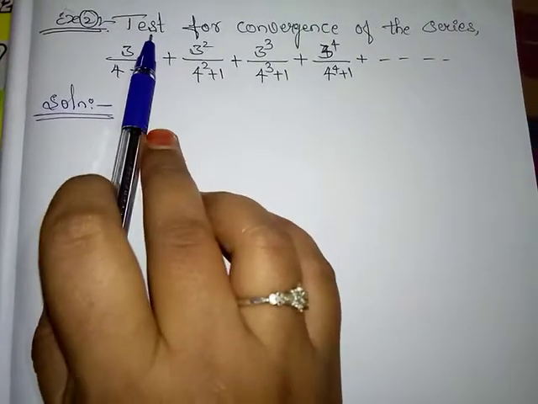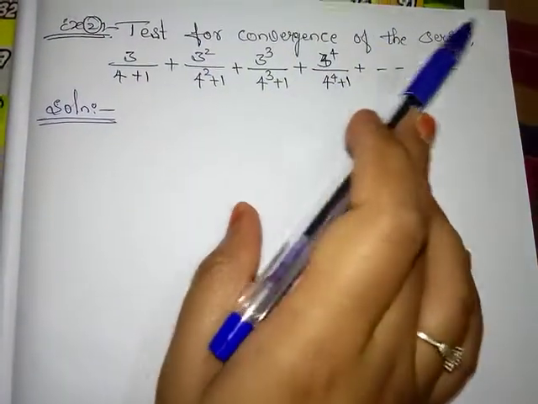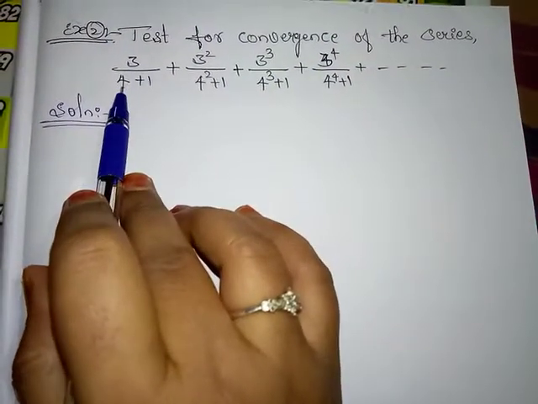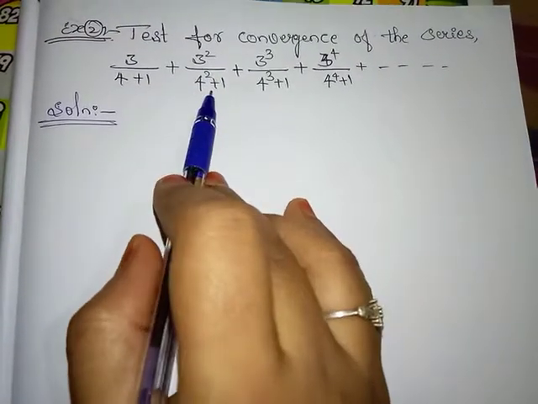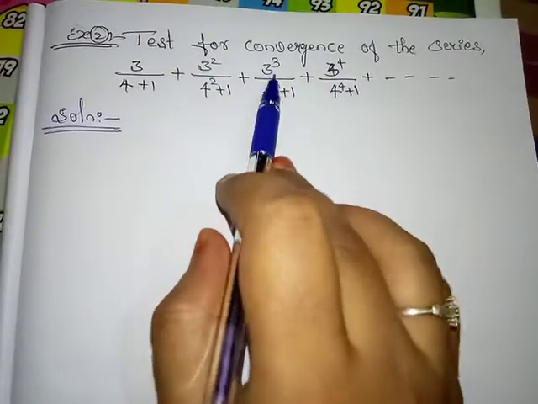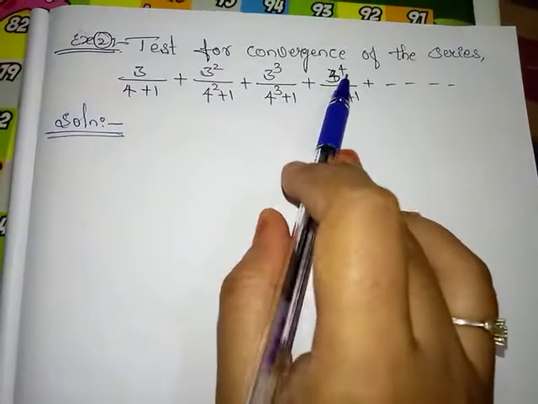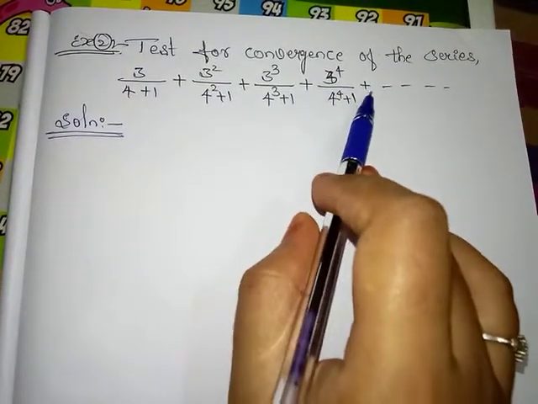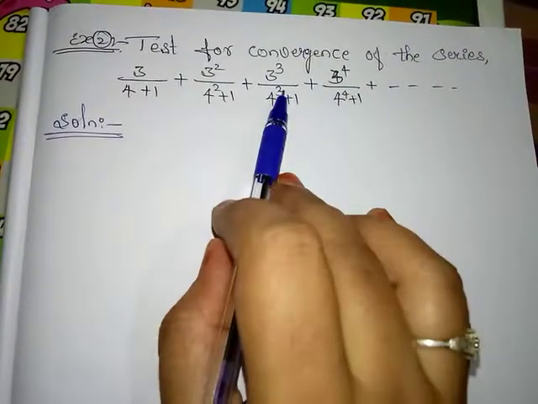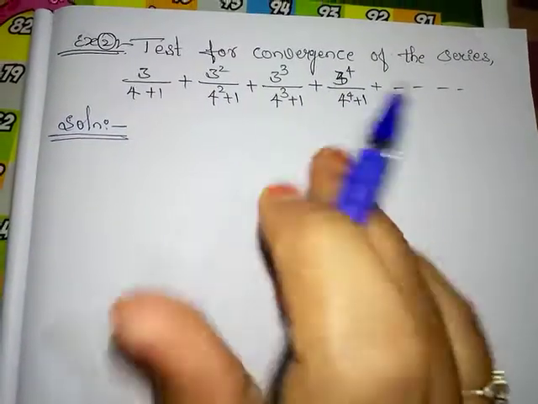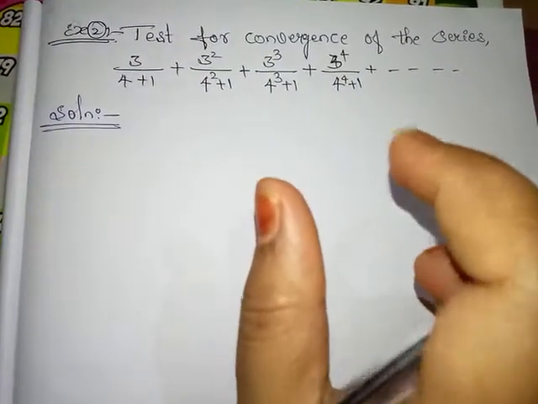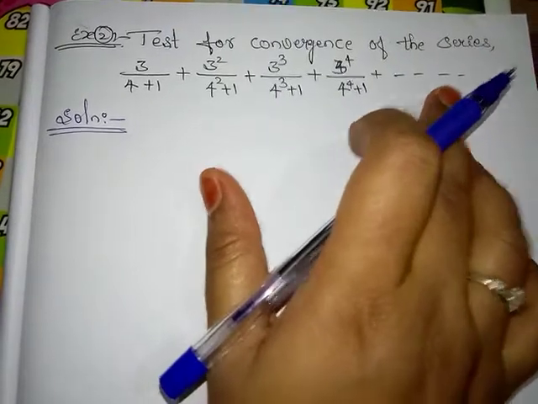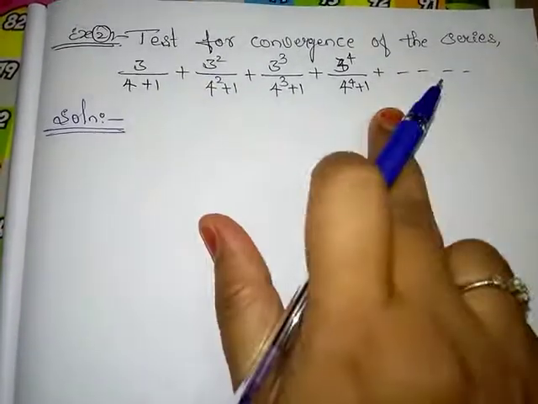Second example. Test for convergence of the series 3 divided by 4 plus 1, plus 3 square divided by 4 square plus 1, 3 cube divided by 4 cube plus 1, 3 raised to 4 divided by 4 raised to 4 plus 1, plus and so on. This is similar to the previous one. Just you have to identify what will be our nth term for this given series.